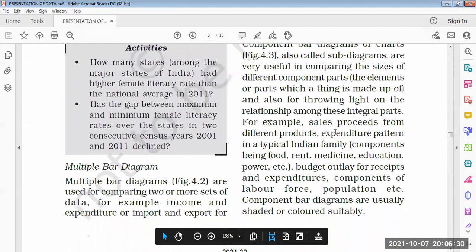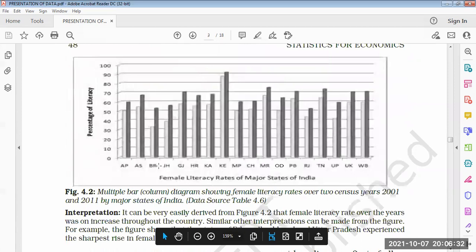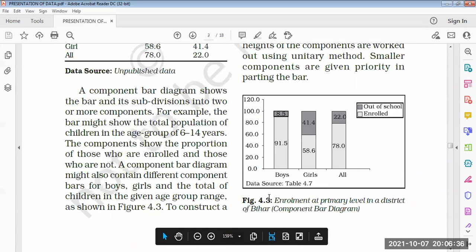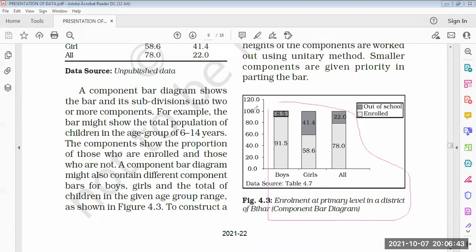See component bar diagrams. See like this. Component bar diagram. Single one, you will show different components of population. This may be male, this may be female, this may be illiterate, like that. Total population you will show at the top. So this is component bar diagram.